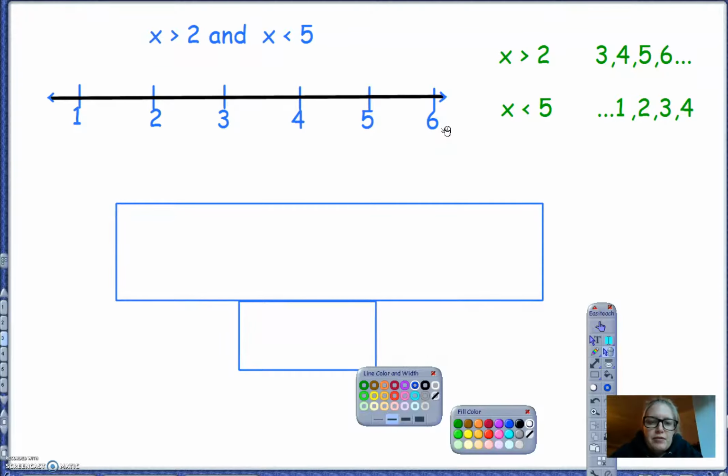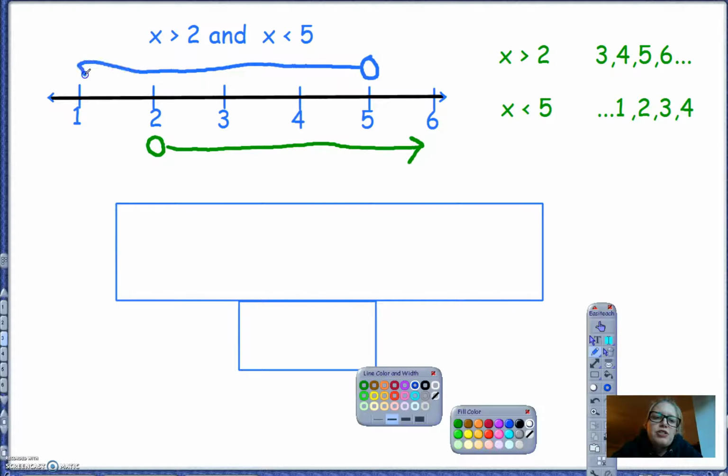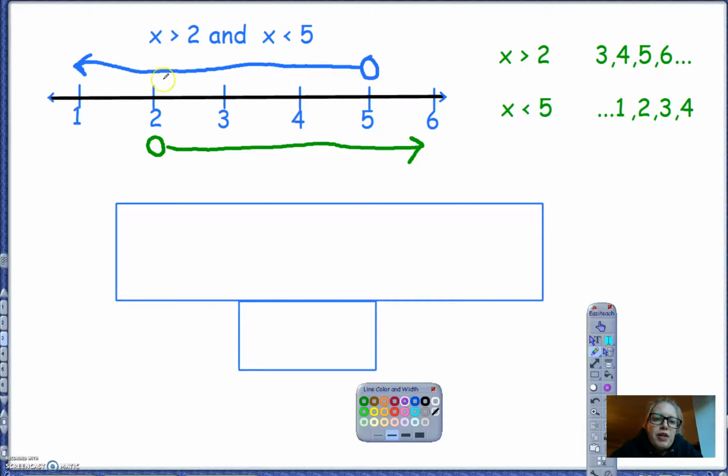And I wrote down a bunch of numbers here. And let me demonstrate what I mean by the overlap. Well, if X is greater than 2, it's not equal to 2, so we would have a circle here, and it would mean everything going in this direction. And when X is less than 5, we're looking at everything from 5, not equal to 5, going in this direction. So you're looking for the overlap. And when you're looking for the overlap, I'm just going to pick a color here. The part where they both are intersecting is this spot right here, from here all the way to the 5.